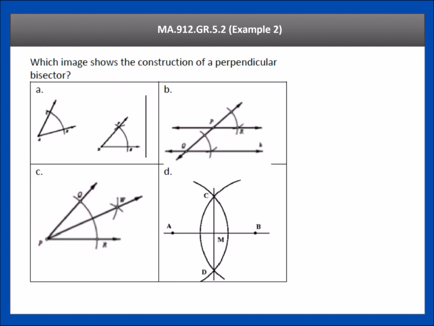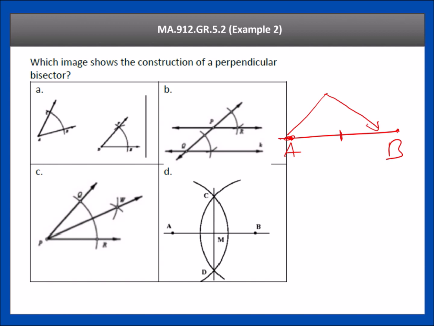All right, example 2. Which image shows the construction of a perpendicular bisector? All right, so when you construct a perpendicular bisector, let's say you have a line segment AB and you want to cut it in half and cut it at a right angle. The first thing you're going to want to do is measure your compass from A to a little bit more than halfway through AB. So like if this is halfway through AB, a little bit more than that. So you might be just short of B. As long as you're greater than half of AB, you're going to measure that compass so that it's that amount.